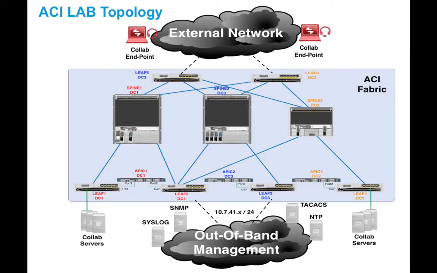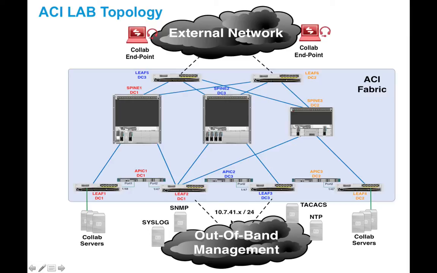For best practice stretch fabric design, one should consider at least two spines in each of the data centers with local leaves connecting to each of the local spines in a redundant fashion. Also, one should consider having two transit leaves connecting to all the spines in the fabric in each of the data centers for redundancy. Similarly, one should consider at least two APICs in each of the data centers for redundancy.